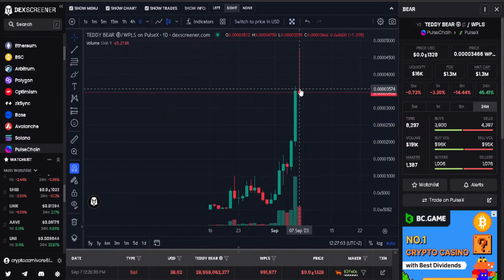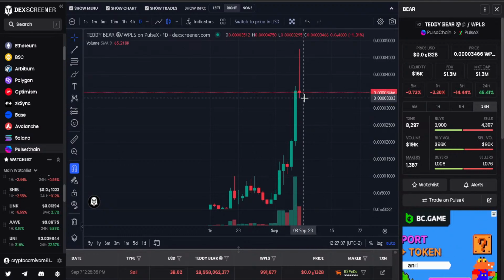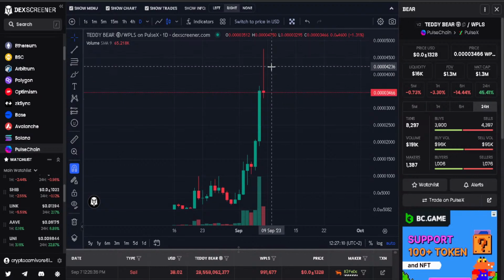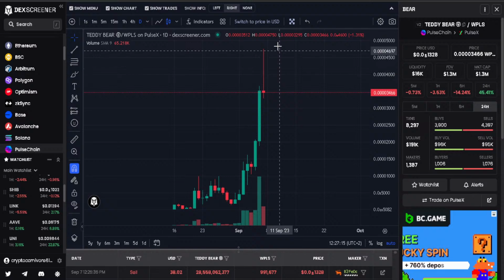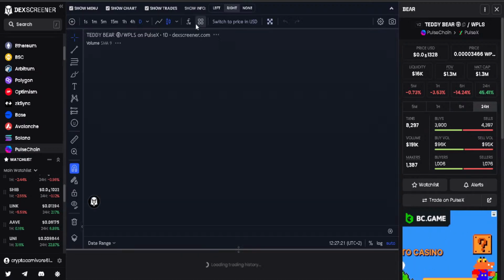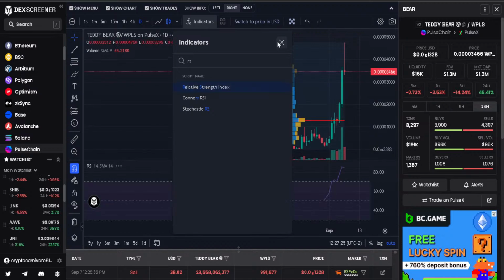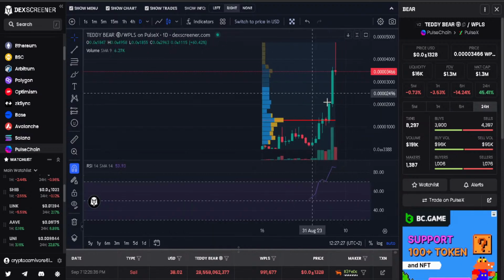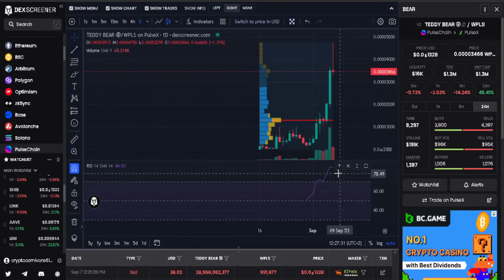This is a hammer candle. This forms at the top of an uptrend. You can see the massive wick and the small tail and the body being small as well. So you can see lots of selling pressure coming in here. Let's switch it back to Pulse. Let's pull up the RSI here and see what the momentum is telling us. Very, very overbought, right? Right at the top of the RSI.